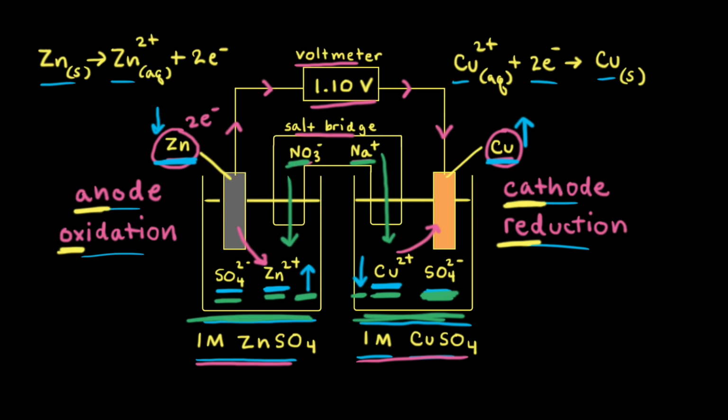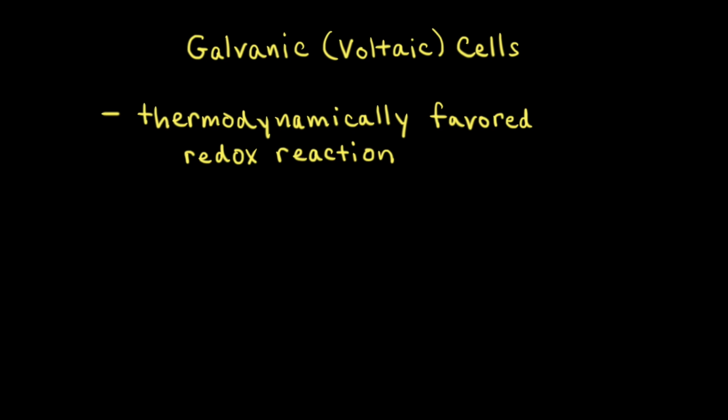However, this thermodynamically favorable redox reaction doesn't last forever. Eventually, the reaction reaches equilibrium, and at that point, the voltage is equal to 0. And when the voltage goes to 0, the current also goes to 0, which means the electrons are no longer moving in the wire. You could also call a galvanic or voltaic cell a battery, so at that point, the battery is dead.